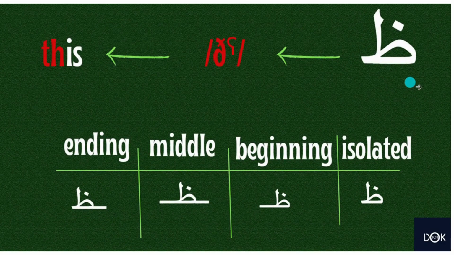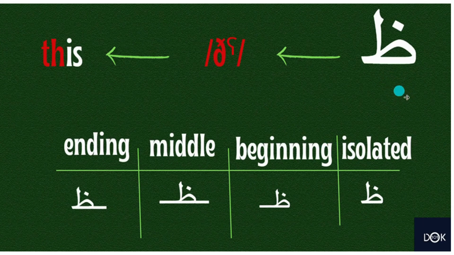It is the letter dha. Letter dha also belongs to the family of letter tha. It is written just like tha except for the dot on it. And just like tha, its sound is also heavy. Dha, dha, dha, dha.